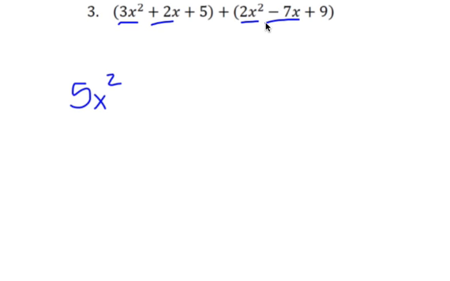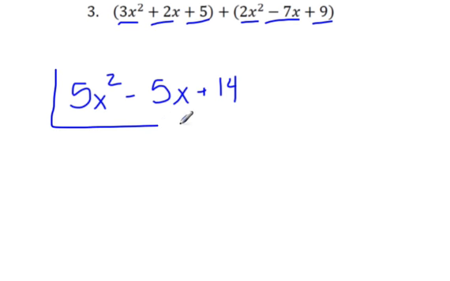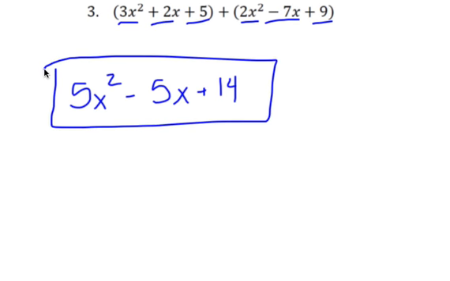2x minus 7x is going to be negative 5x. And then 5 plus 9 is going to be 14 when you add them together. Now, none of those terms can be added together because none of them have the same exponent. So that's our final answer. Notice that our exponents go in descending order with our constant at the end. That's standard form. You want all of your answers to be in standard form.